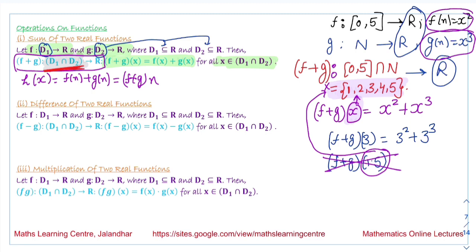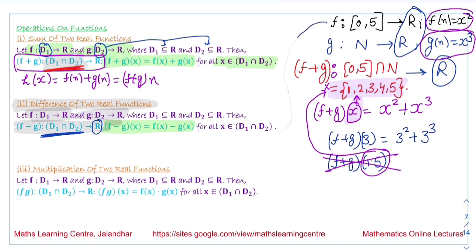Next, the operation we have is the difference of two real functions. Just as in the case of addition, we have two functions f and g. The domains of these functions are d1, d2. Both these functions are real functions. Then f minus g has the domain d1 intersection d2 and the codomain is R. Then f minus g is defined as f(x) minus g(x).